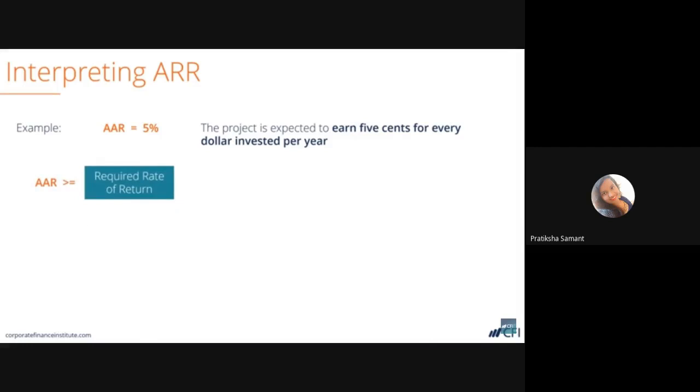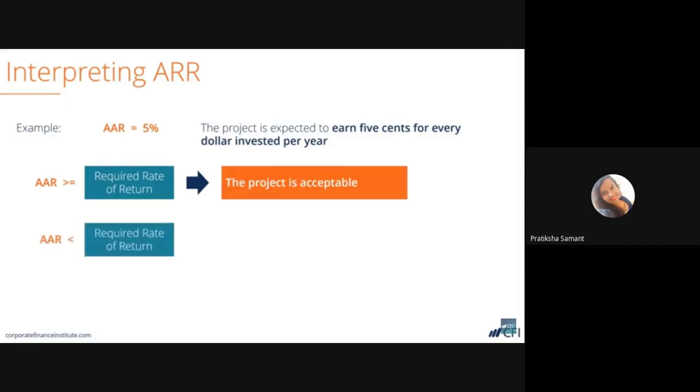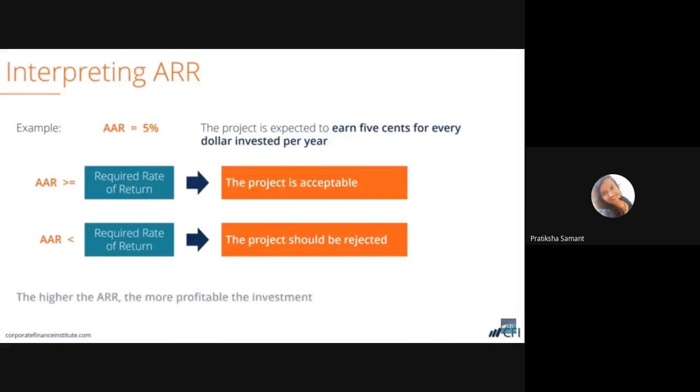So if the accounting rate of return is greater than or equal to the required rate of return, meaning however much return the company wants to make, then they should move ahead with the project. If the accounting rate of return is less than what they want to earn or require to earn, then they should not move ahead with the project. That's the simple concept behind accounting rate of return.